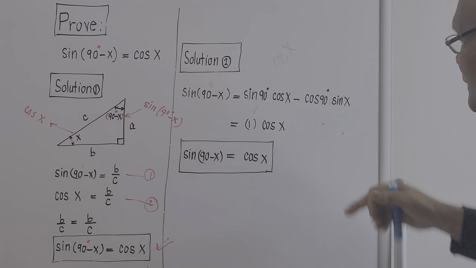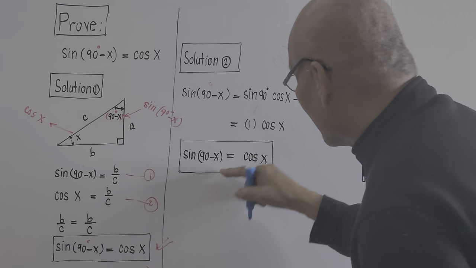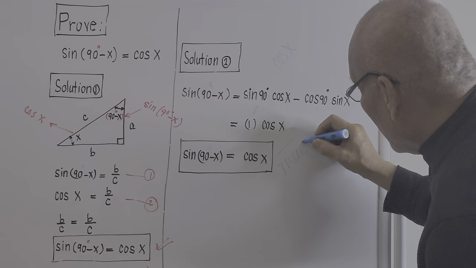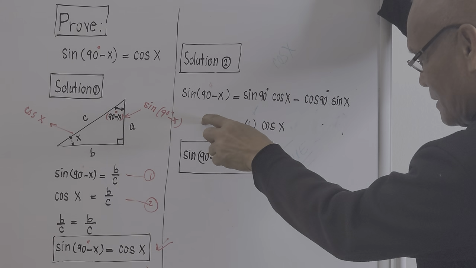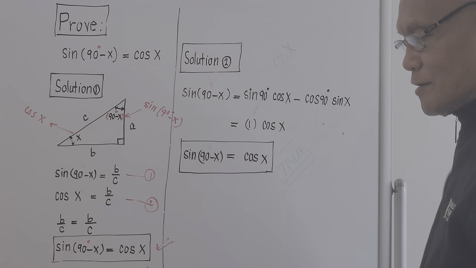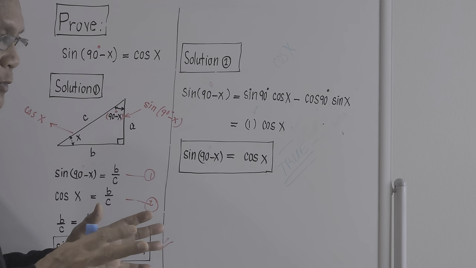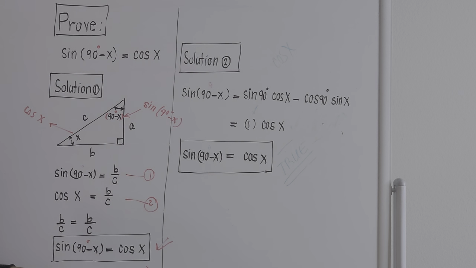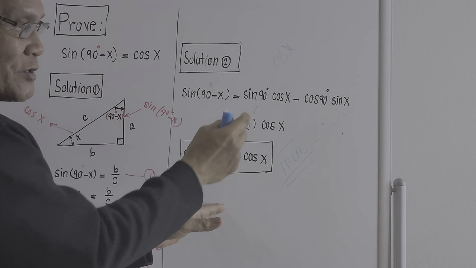So the sine of the quantity 90 degrees minus x is cosine of x, and it is true. We have proven that the sine of the difference 90 degrees minus x is equal to cosine of x. That will be solution number 2. That's trigonometry. So for tonight, we have proven that the sine of 90 degrees minus x is equal to cosine of x. Solution number 1 is the right triangle, and solution number 2 uses the expansion of the sine of the difference of two angles.